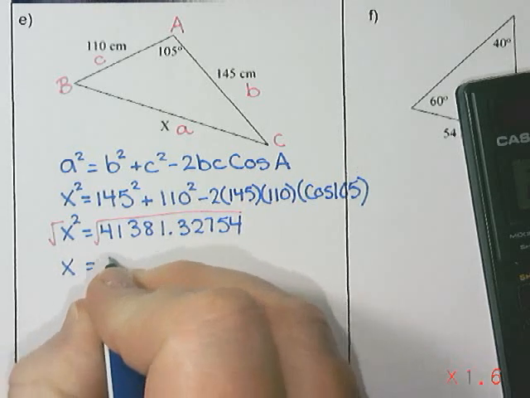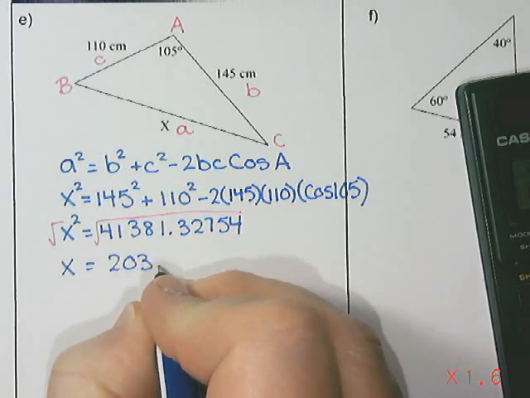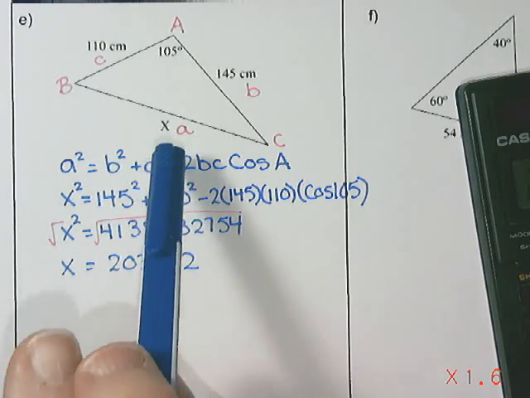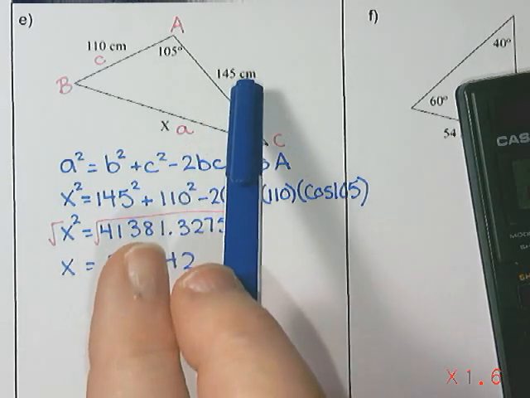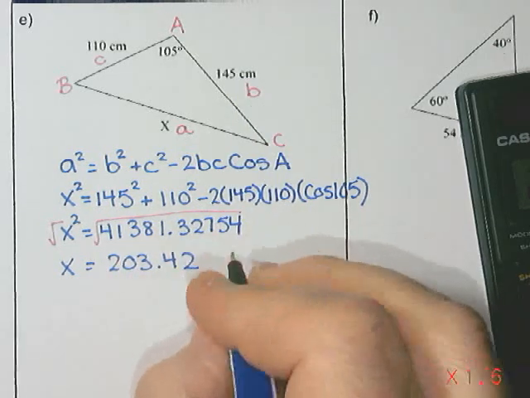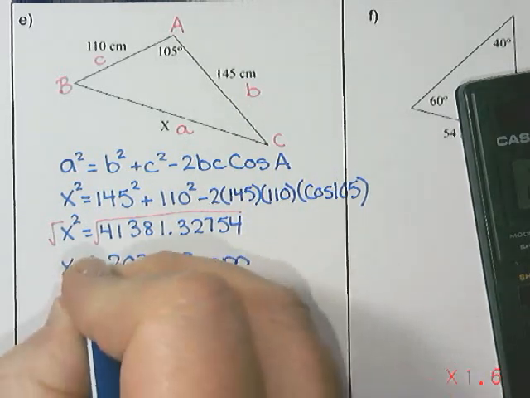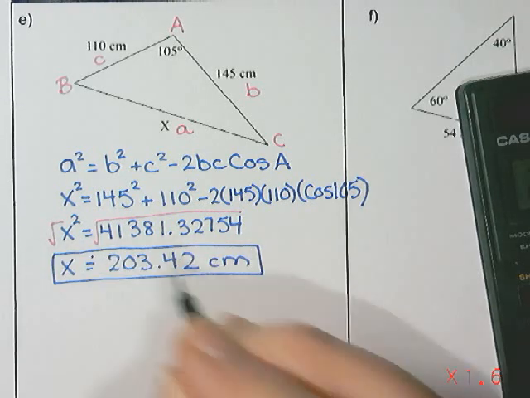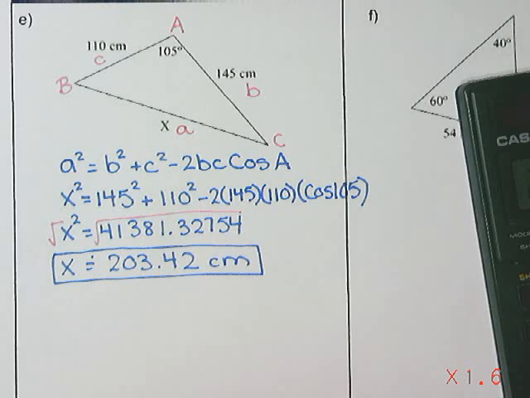So x equals 203.42. Now for units, this is a side, and the other side lengths are marked in centimeters. So this is going to be centimeters. So my final answer is that x equals 203.42 centimeters.